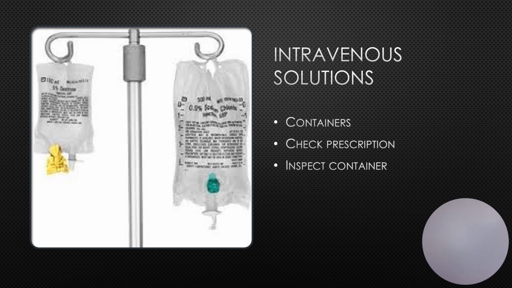Nursing considerations: make sure that you watch for fluid volume overload. If it's staying in the vein, we're going to overload the client if we're not careful. Examples of isotonic fluids include your normal saline, your D5W, your lactated ringers, and then your colloids.